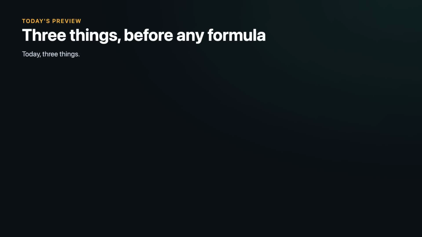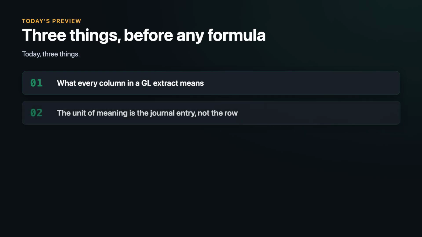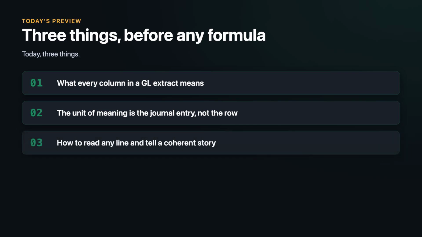Today, 3 things. What every column in a general ledger extract means, why the unit of meaning is the journal entry, not the row, and how to look at any line and tell a coherent story about what happened in the business. Before any formula, learn to read the file.